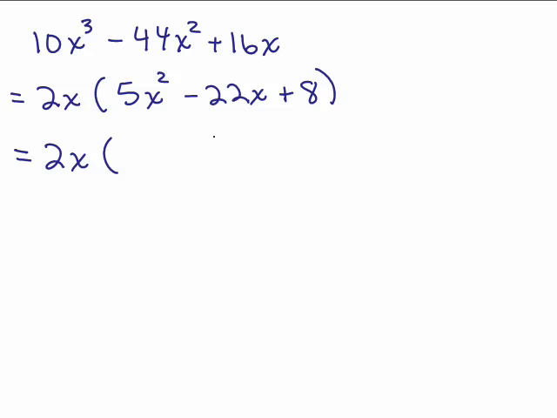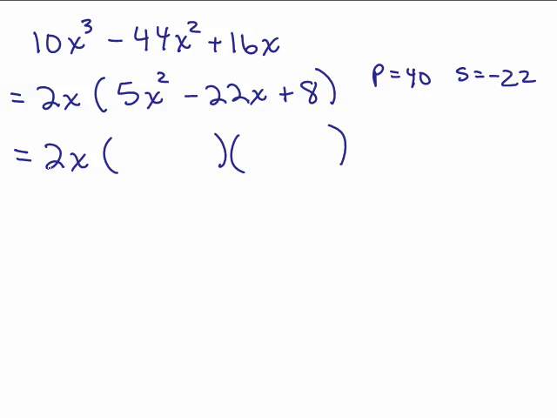Okay, I'm going to do the shortcut tricky method here. You can do it using the box method. You can do it using factoring by grouping. You can do it by trial factors. All right, I'm going to do the product sum. So the product is 40, and the sum is negative 22.